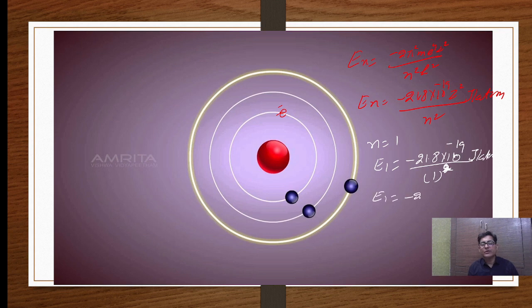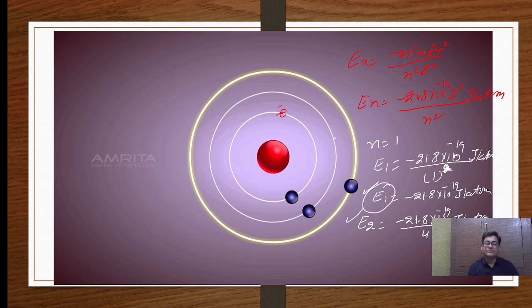E1 is equal to -21.8 × 10^-19 joules per atom, and the energy of the second shell is -21.8 × 10^-19 divided by 2 squared, which is 4, joules per atom. So we can see that out of the first and second shells, the energy of the first shell is less. So the electron will exist in the first energy level, which is called its ground state.